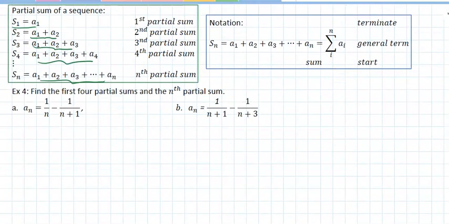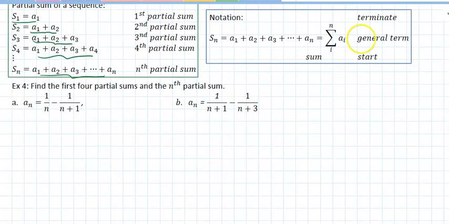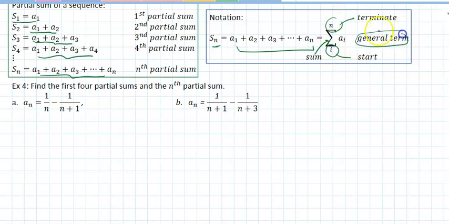So, summation notation. This stands for sum. If I want to take S sub n, the sum of the first n terms, this is where you start, this is where you terminate, and this is always the general term in terms of i. So find the first 4 partial sums and the nth partial sum.